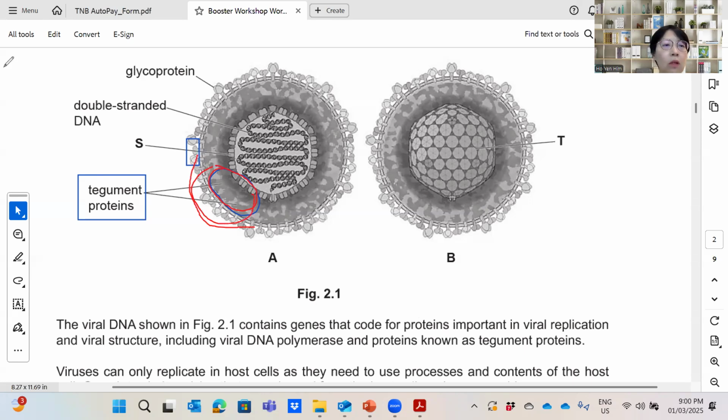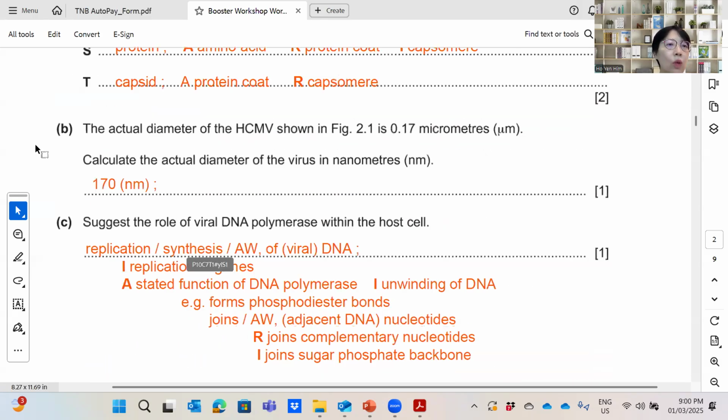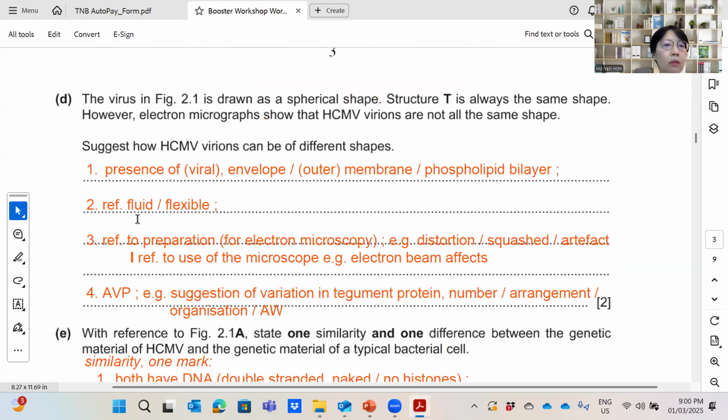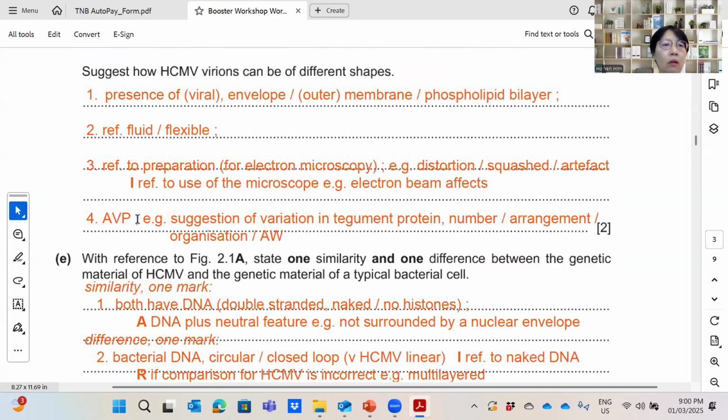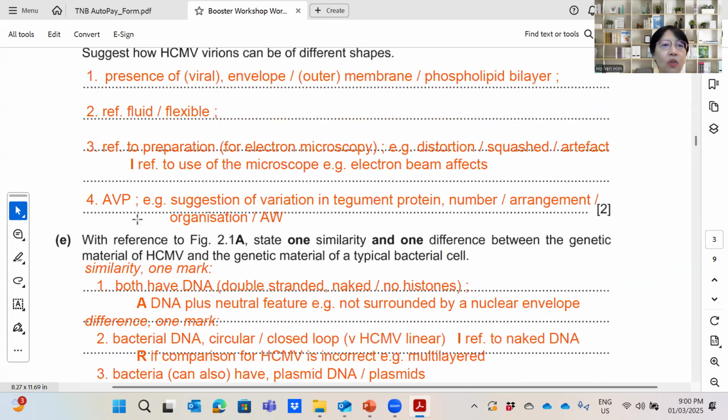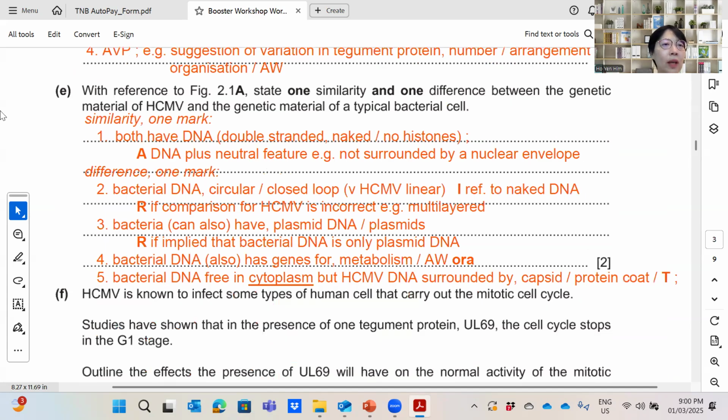So all possible logically correct answers will be accepted in this kind of question with the command word suggest. But it's only 1 mark, so very easy to score. Okay. Any possible logically correct answer will get 1 mark. Okay, sorry, it's 2 marks. 2 marks. Okay, E. So let's look at E.